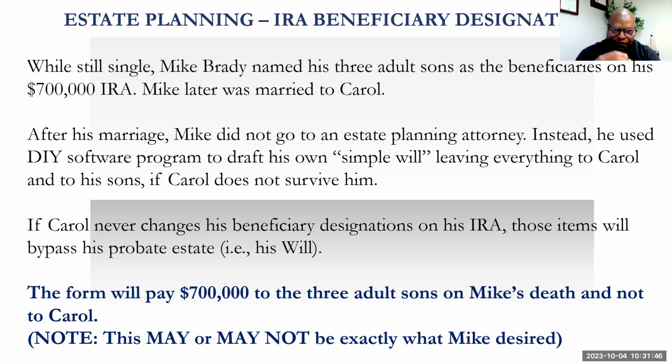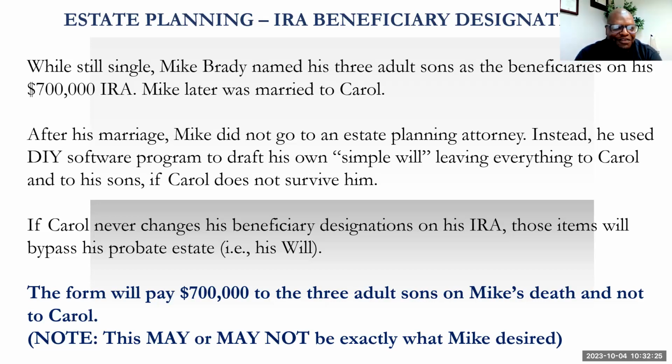together. So if he was single before, he named the three adult sons, Greg, Peter, Bobby, as the beneficiaries on his $700,000 IRA. Later, he was married to Carol. After his marriage, Mike didn't go to an attorney. A lot of people decide that the price of an attorney is a little high. So he did it on his own, got a little LegalZoom or a WillMaker or some other program, and just drafted a simple will. I leave everything to my spouse, and if she doesn't survive me, then to my sons. So that made Carol think that she was taken care of.